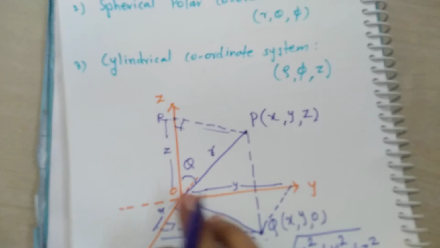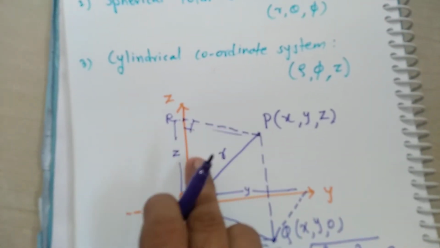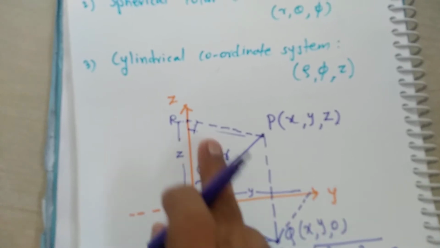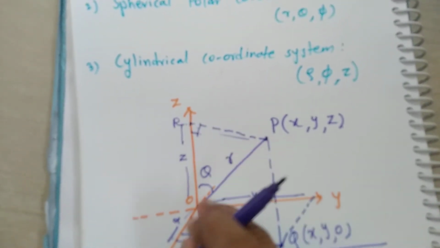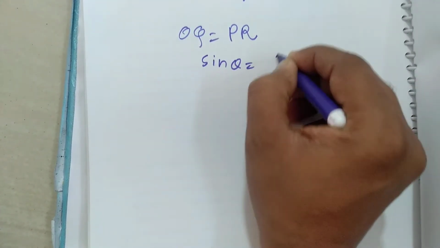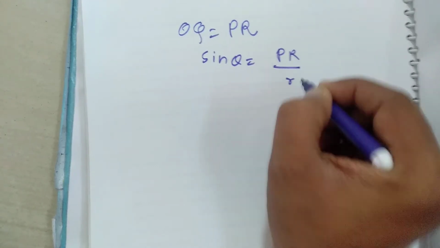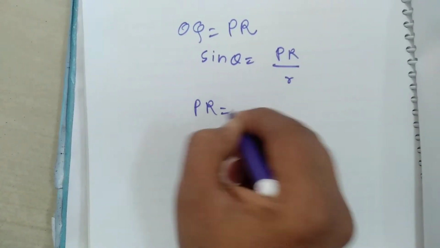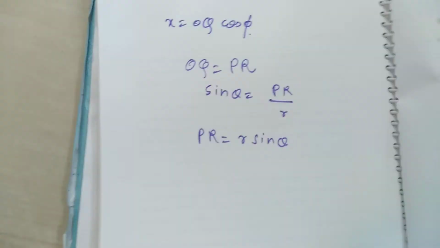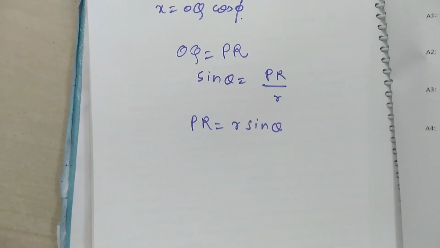But what is PR? We can write it down because this is the adjacent side. So we will find here sine theta. Sine theta is what? PR upon R. Sine theta is equal to PR upon R. So PR is equal to R sine theta. Correct or not?